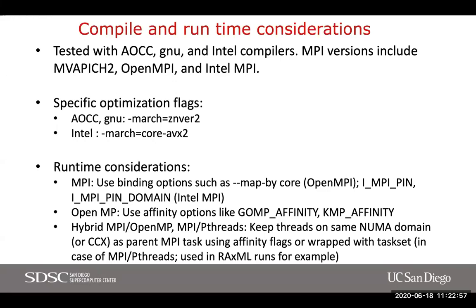The tricky part is with the hybrid codes, where you have hybrid MPI and OpenMP, or hybrid MPI and Pthreads. Especially if a code is not doing this actively and the threads are moving around, you could lose performance if you jump around that way. So you try to keep the threads on the same NUMA domain or CCX as the parent MPI task. You can use affinity flags, or in the case of the hybrid MPI Pthreads, we just wrote a wrapper script which uses taskset to place the threads. This is what we use for XML, for example.